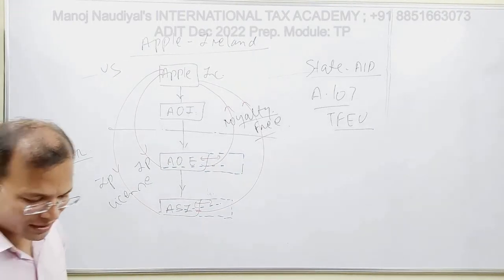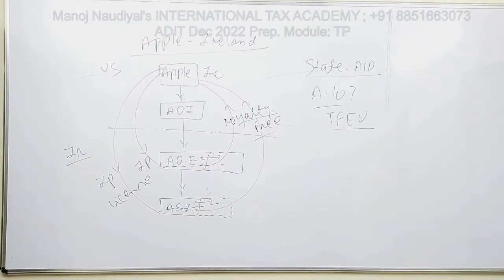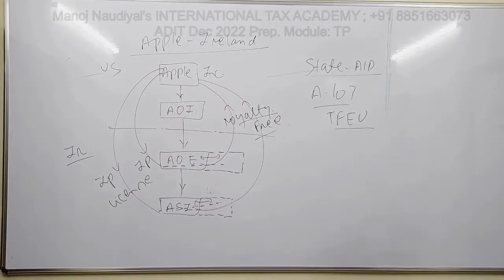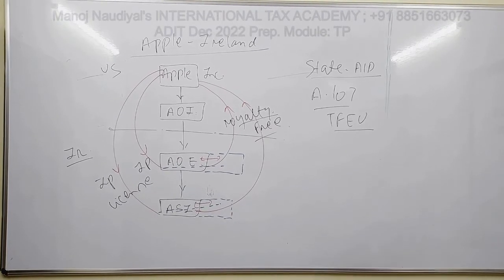Yes? Quickly. Branch. Pardon me? What? DEMPE functions were not performed by the branch. Yes.